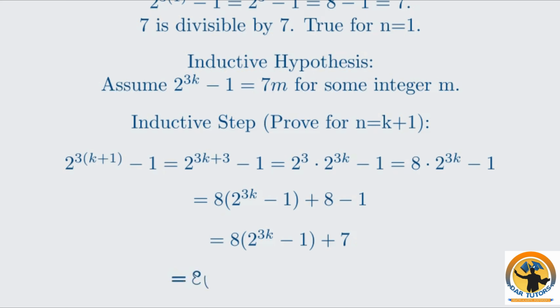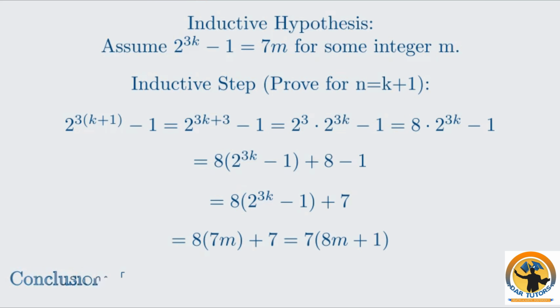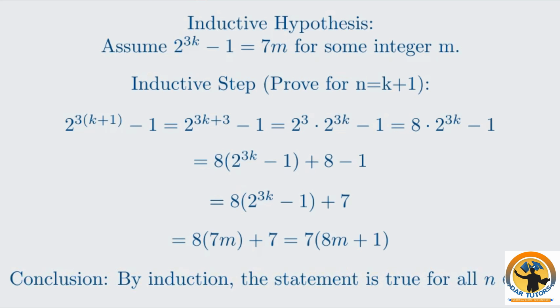Substituting 7m for the hypothesis, we get 8 times 7m plus 7. Factoring out 7, we have 7 times the quantity 8m plus 1. This is clearly divisible by 7. The inductive step is complete. Conclusion. By induction, the statement is true for all positive integers n.